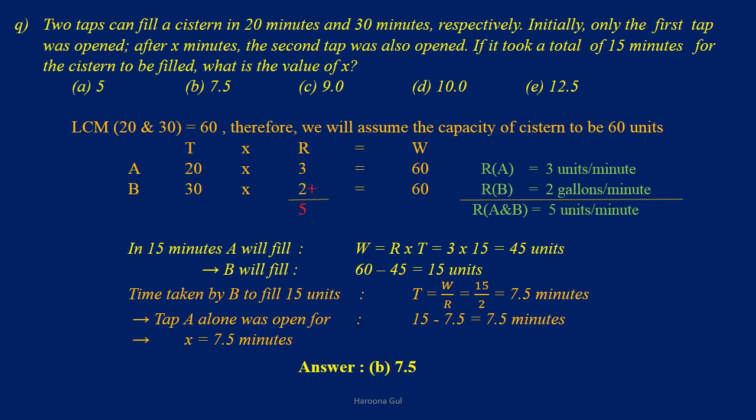Now, we already know that it took a total of 15 minutes for the cistern to be filled completely. Therefore, the value of X would be total time minus the time taken by A and B together to fill the cistern, which is equal to 15 minus 7.5, which is equal to 7.5 minutes. Hence, our answer choice will be 7.5, that is option B, right?